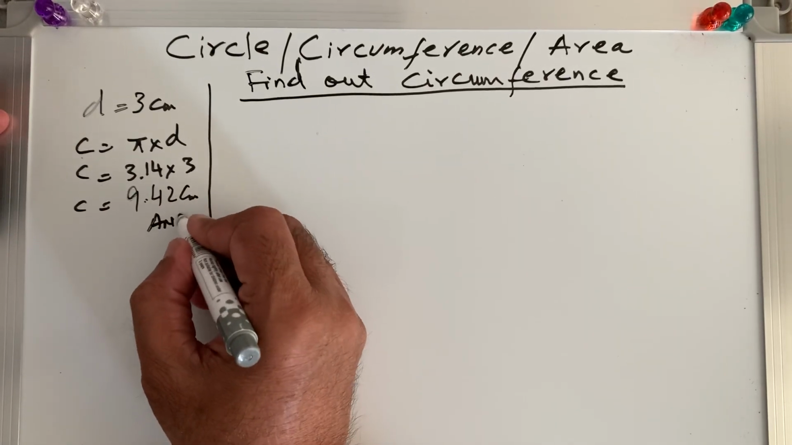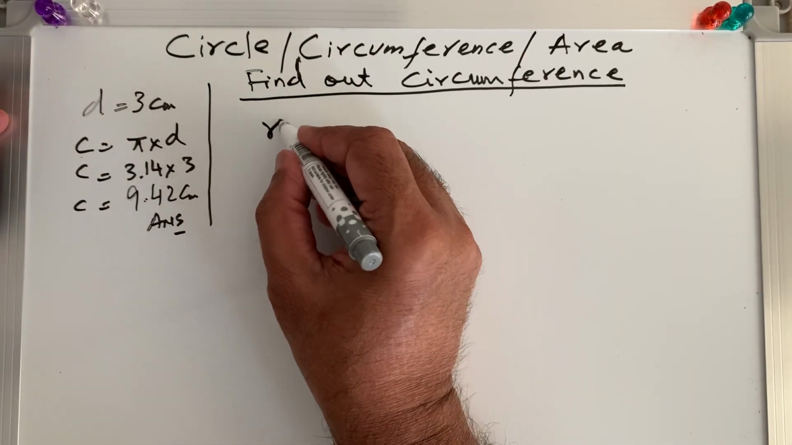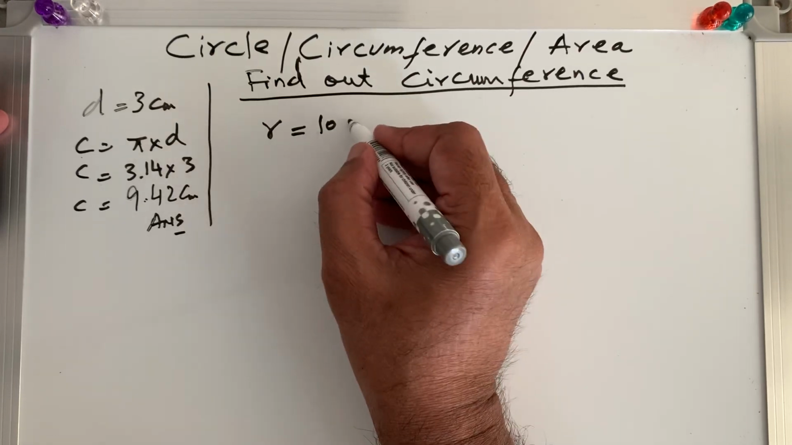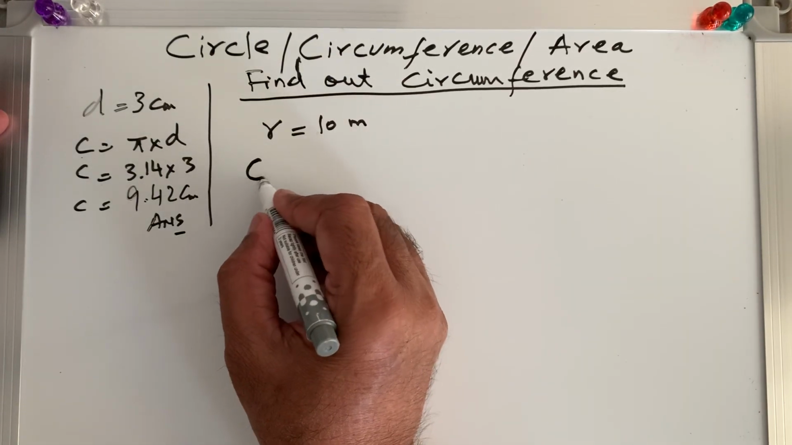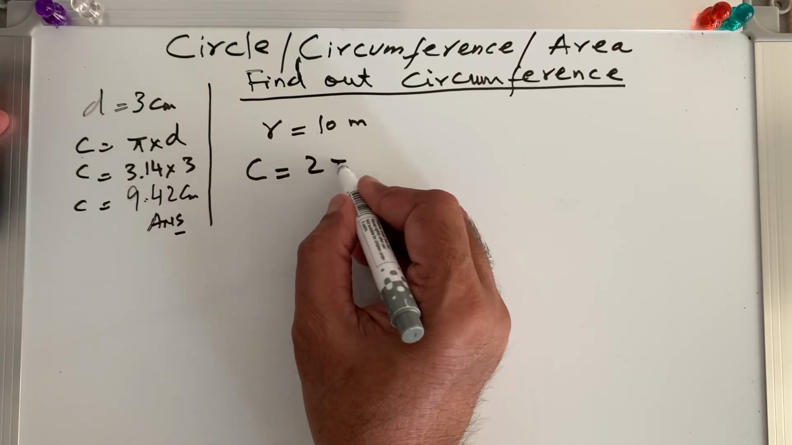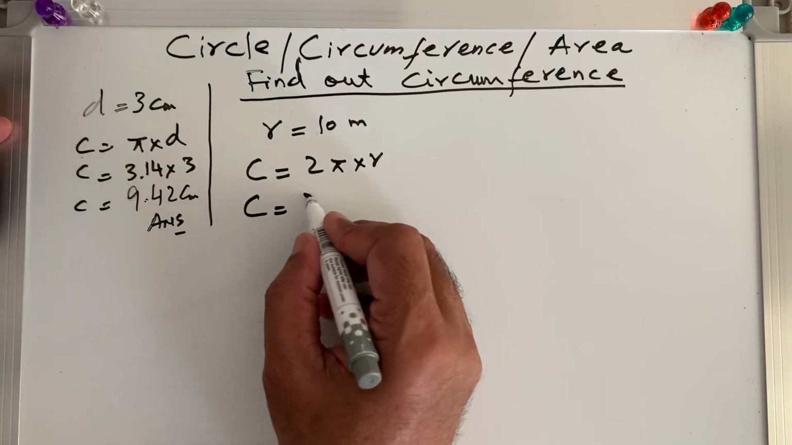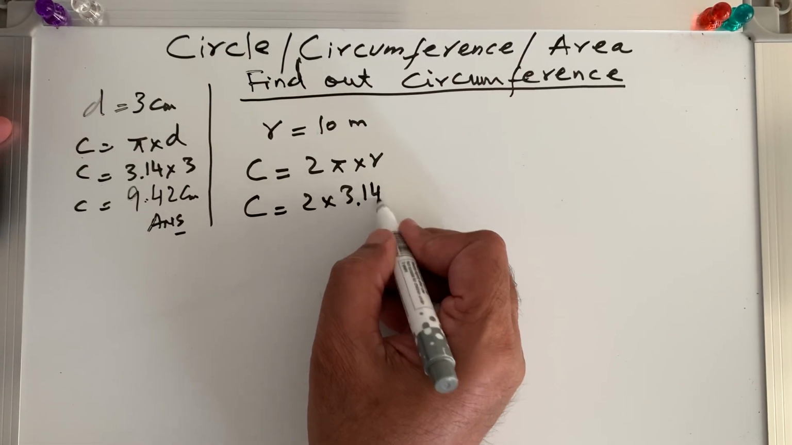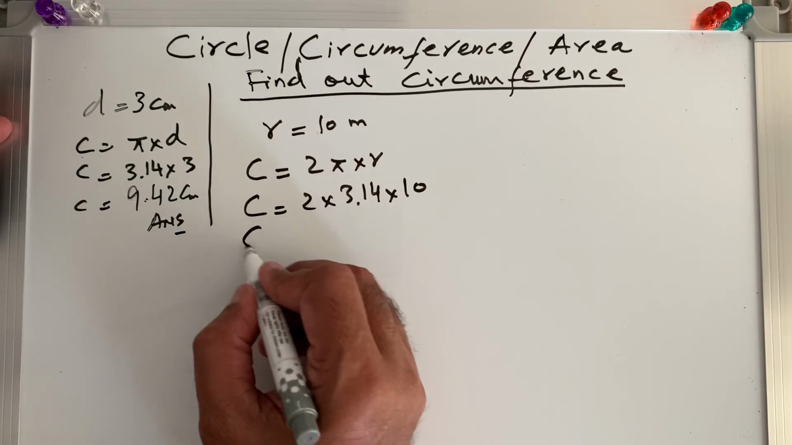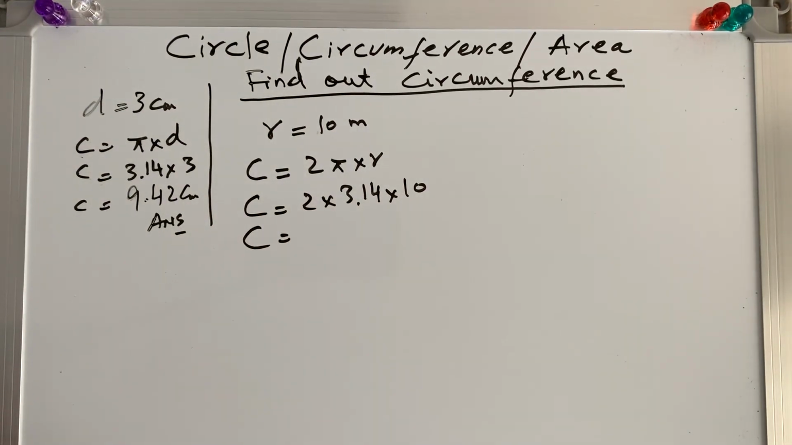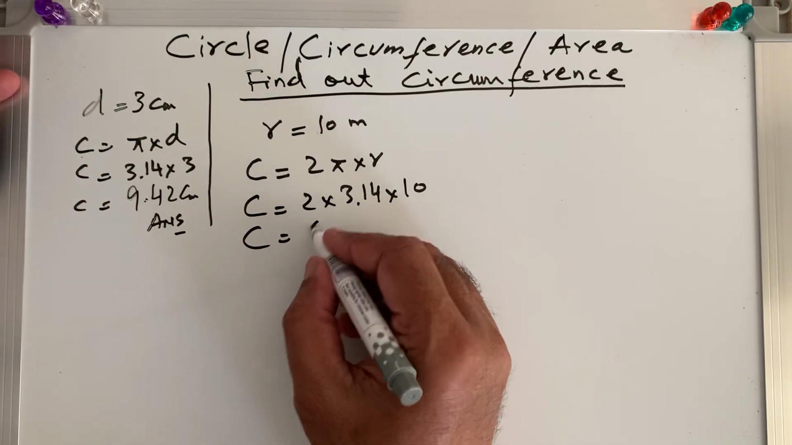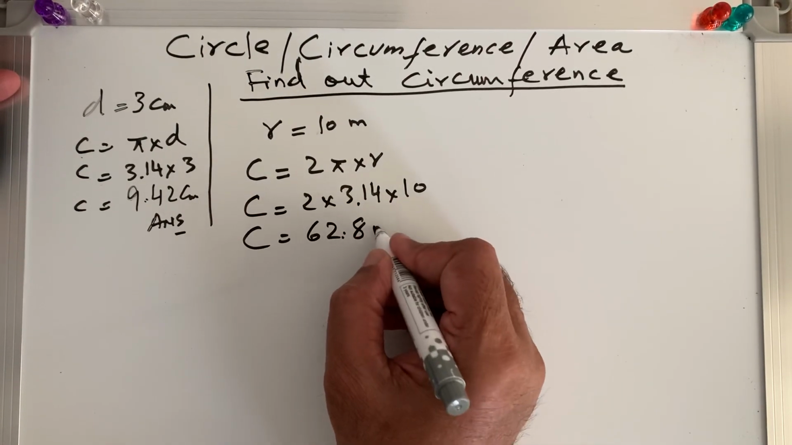Now I will be calculating a few more for you. Radius is given. Radius is equal to 10 meters. What is the circumference? This time I will write circumference is equal to 2 pi r. Both are the formulas. We learned that. Circumference is equal to 2 times 3.14 times r, and we calculate it by calculator. So I will get 2 times 3.14 times 10 equals 62.8. So I write 62.8 meters.